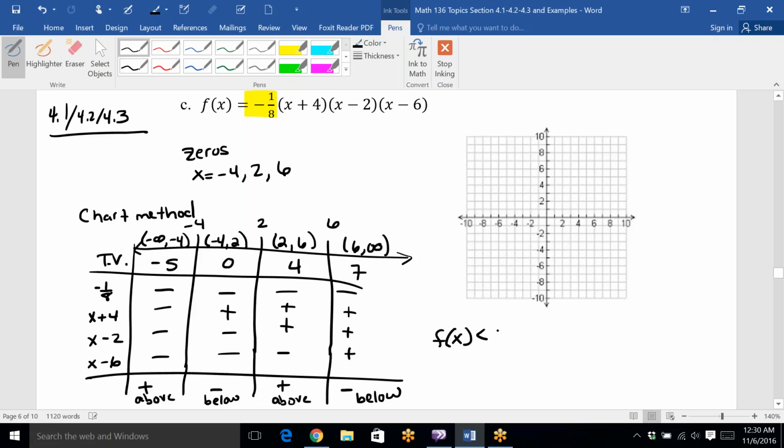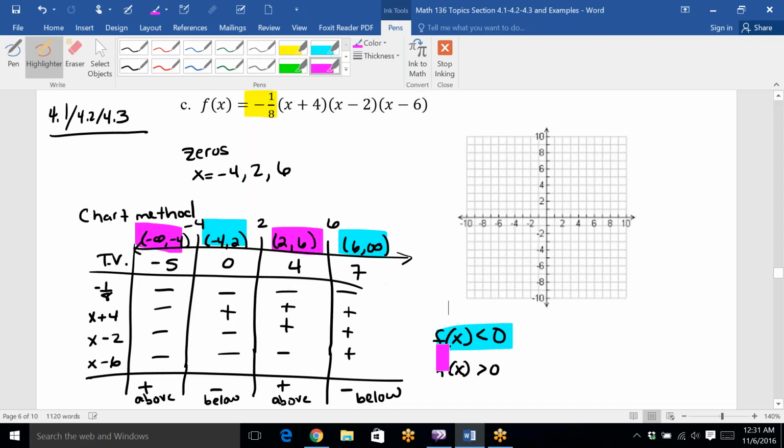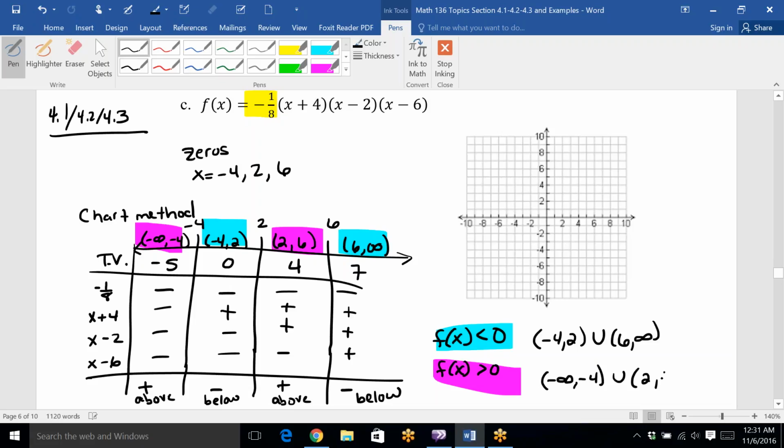when is f of x less than 0, and when is f of x greater than 0? The less thans have to be the negative cases, so that's these two intervals, just to highlight that. And then the greater thans would be the plus cases, so that goes with that. So we just need to write out those answers and then we'll go graph it. So -4 to 2 union with 6 to infinity, and -∞ to -4 union with 2 to 6.